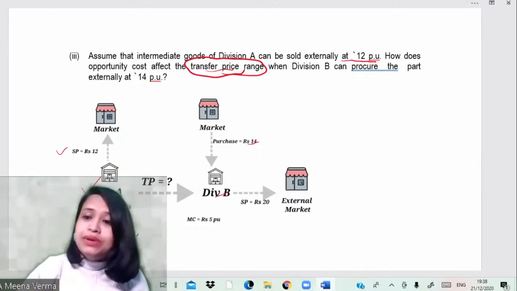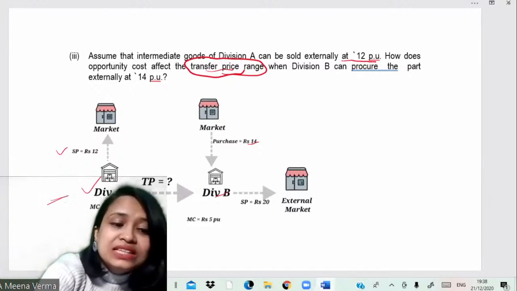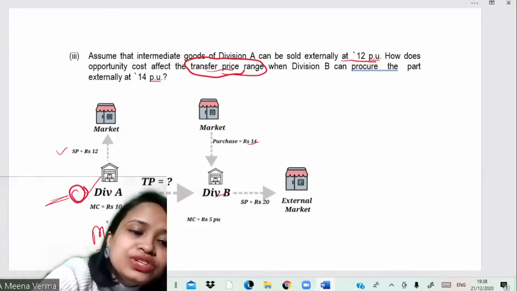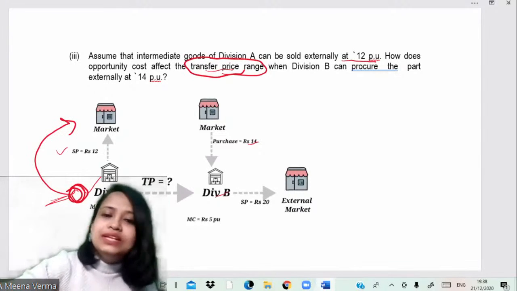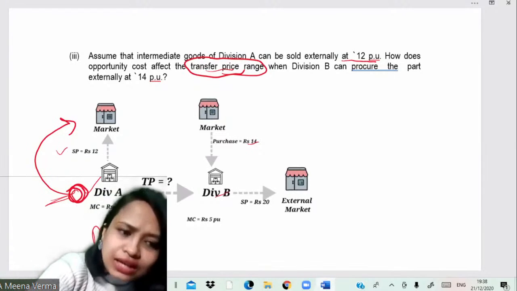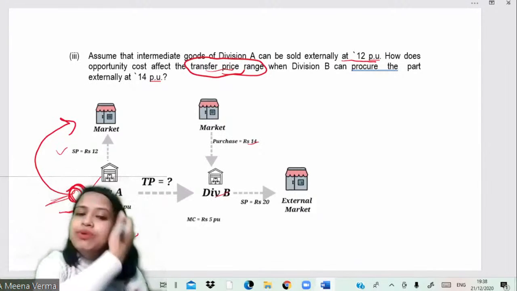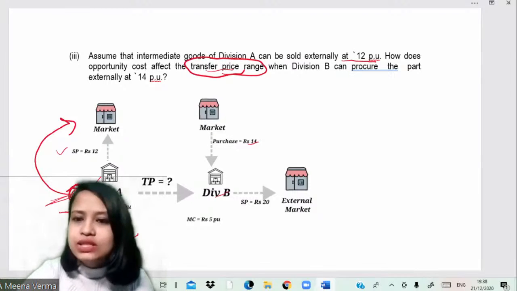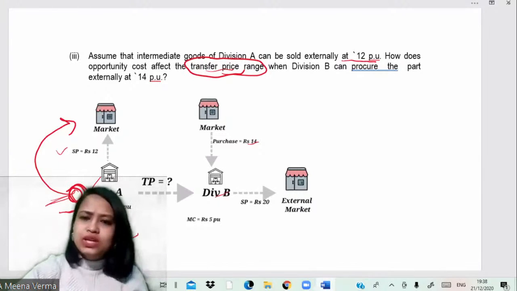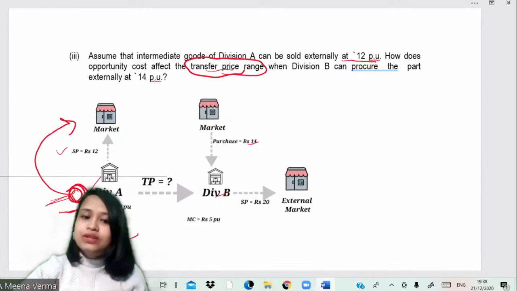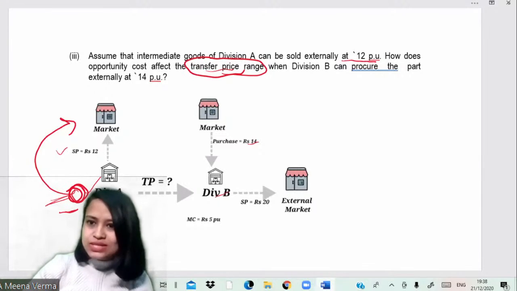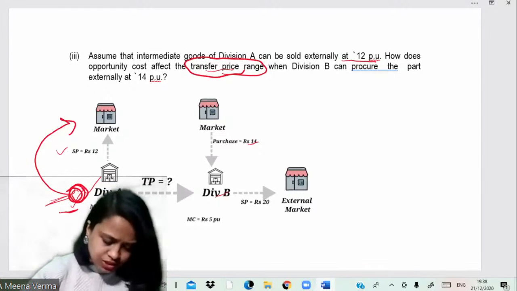Now you're asking me, ma'am, is there any spare capacity? Since it is not mentioned, we will assume that the entire unit which they are producing, they are capable of selling in the external market, because they have mentioned that the external market exists. So the entire capacity, the entire unit produced in division A, you can sell to the external market. You can write this in the solution to clarify the situation: we are assuming that the organization is capable of selling its entire capacity to the external market.